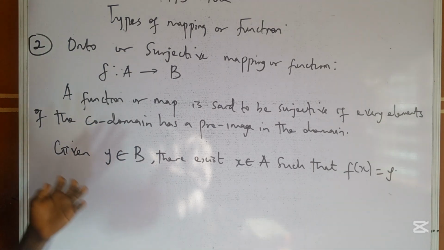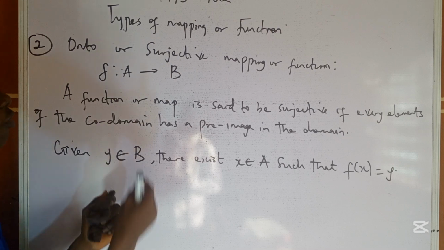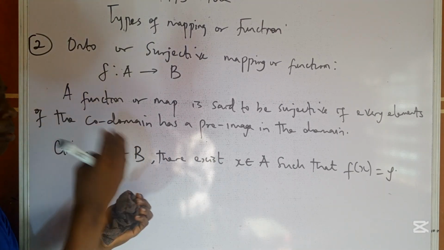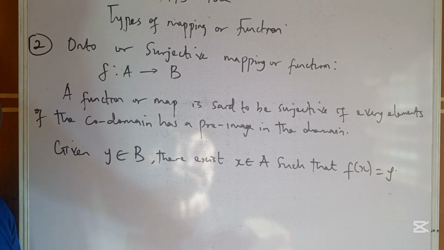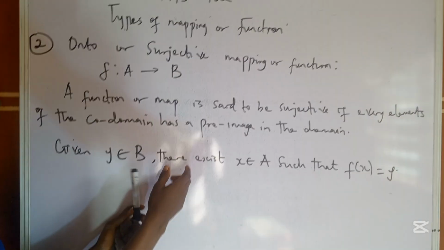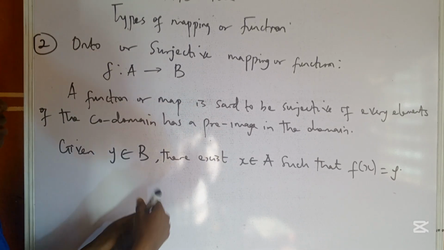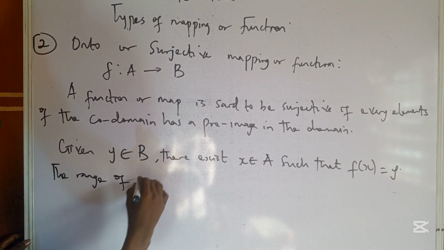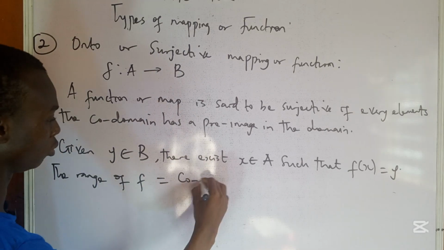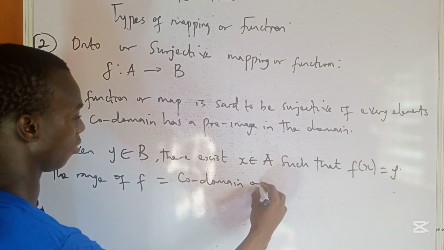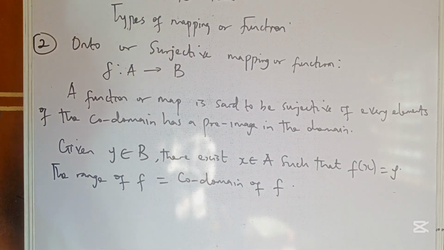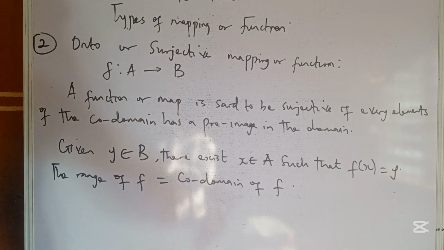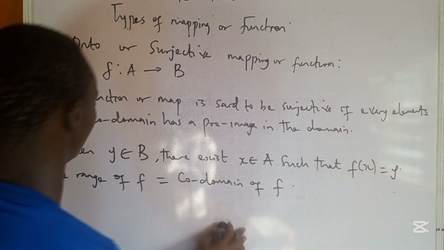Now, take note of this. The range of a given surjective map must be equal to the codomain. Another way that I can identify an onto or surjective mapping is that the range of f must be equal to the codomain of f. So if this is satisfied, then this function will be surjective. Let's take an example.